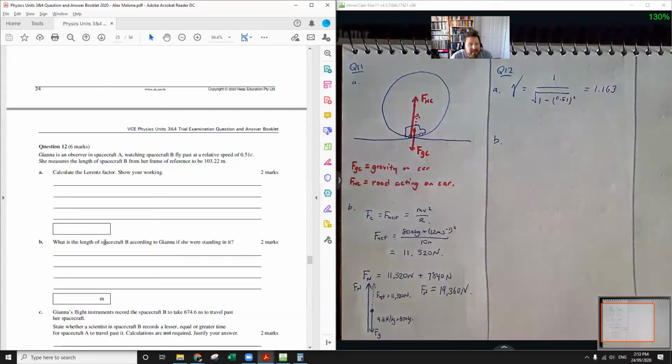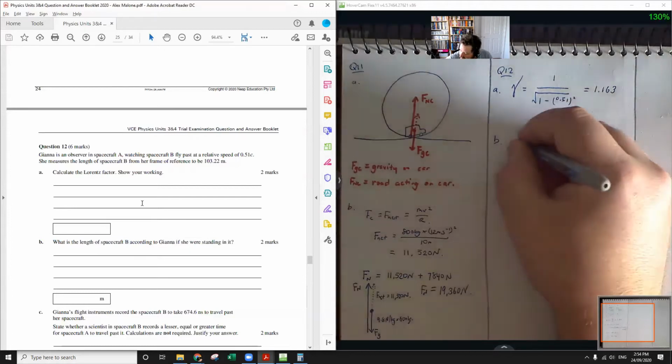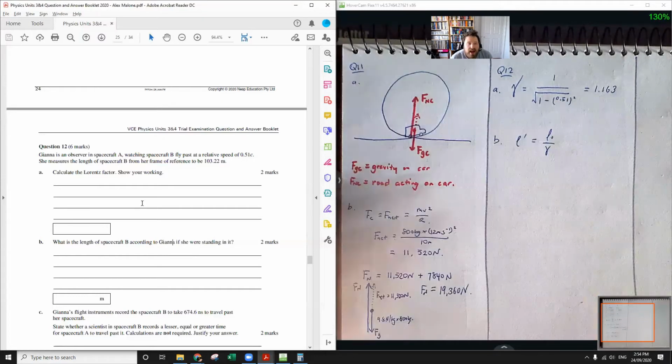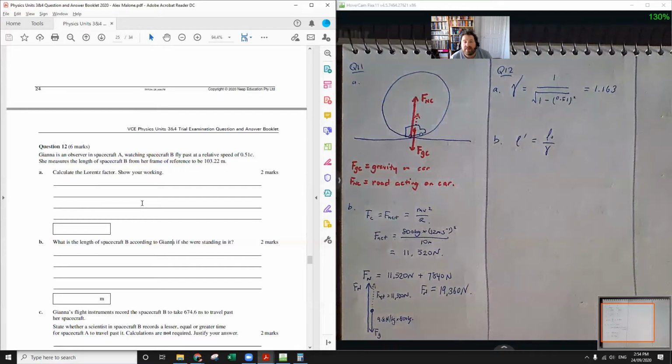Okay. What's the length of the spacecraft B, according to Gianna, if she was standing in it? Such a strange way of putting it. What's the length of spacecraft B, according to someone on spacecraft B? So we know that L observed equals L naught over gamma. So we just have to say, this measurement that Gianna took originally, is that L naught or is that L dash? Well, she's measuring spacecraft B from spacecraft A. She's moving relative to spacecraft B, so she's measuring L dash.